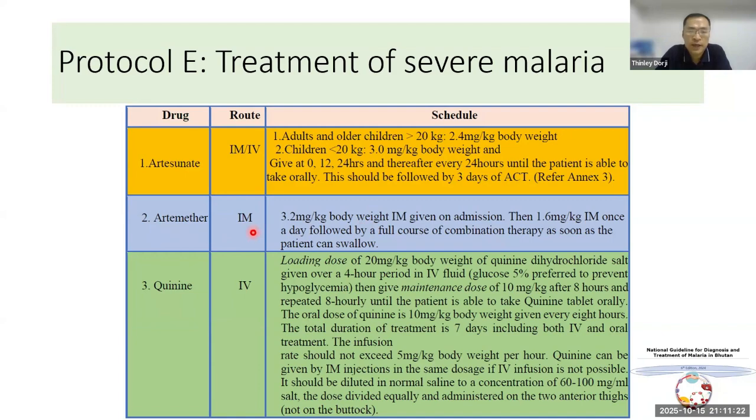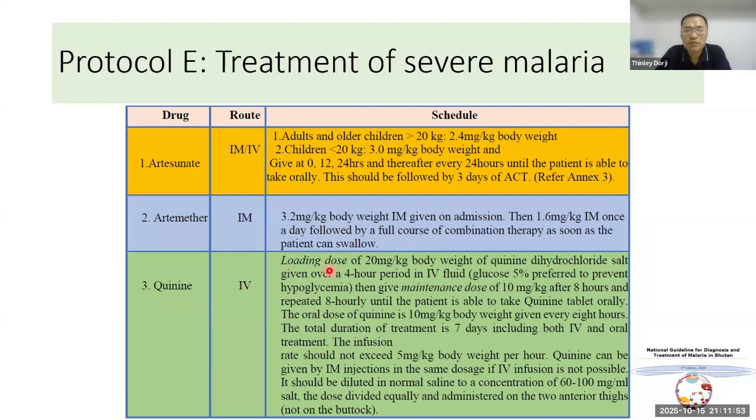It can be given as IM. The loading dose is 3.2 mg per kg, and then it can be given as a maintenance dose of 1.6 mg per kg. And subsequently, when the patient is able to take orally, please convert the patient into coartem. The third drug of choice for severe malaria is IV quinine.